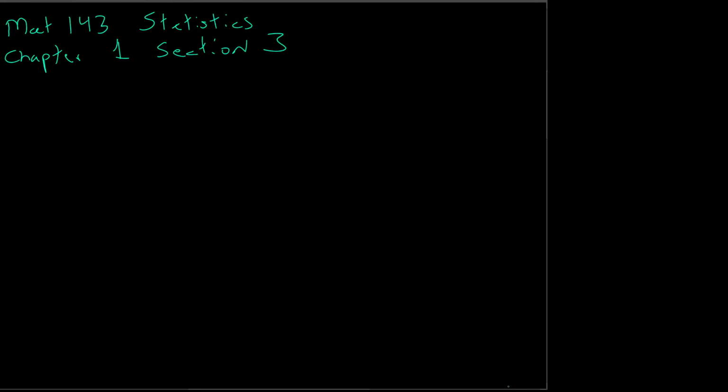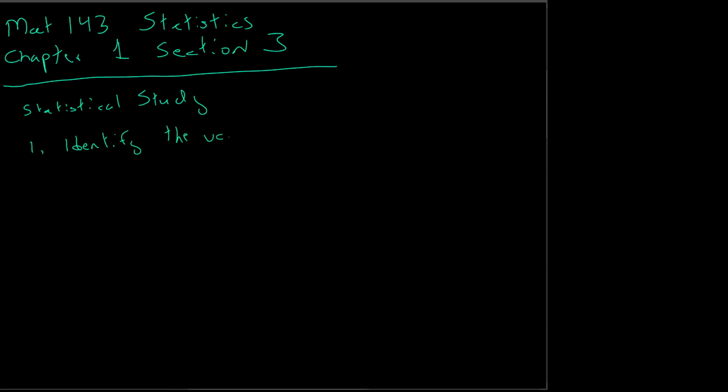All right, so we're going to look at section 3, and we're going to look at experiments and observations and how we can get statistics. And so what you have to first start doing, when you want to do some statistical study, is you identify the variable or variables of interest. And this is called the focus of the study. And the population.